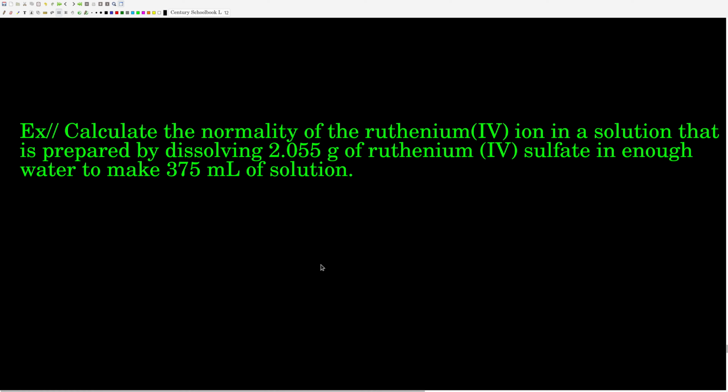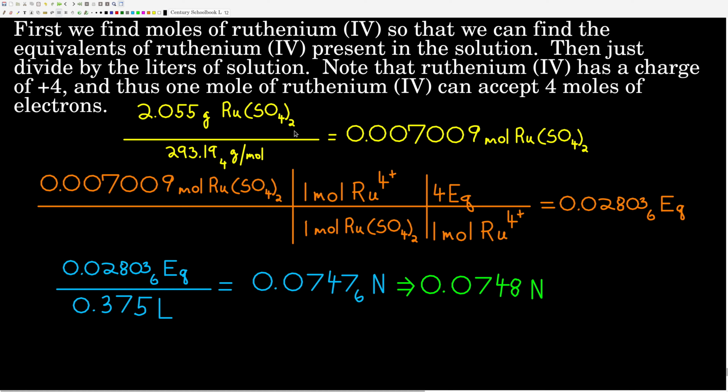So let's do another example. We're going to calculate the normality of the ruthenium-4 ion in a solution that's prepared by dissolving 2.055 grams of ruthenium-4 sulfate in enough water to make 375 milliliters of solution. So why don't you guys work this out and come on back when you get an answer. Welcome back, guys. So, first thing we're going to do is find how many moles of ruthenium-4 we have. Once we know that, we can find the number of equivalents. Because ruthenium-4 has a positive 4 charge, it can accept 4 electrons, and we'll have 4 times the number of equivalents as we do moles.